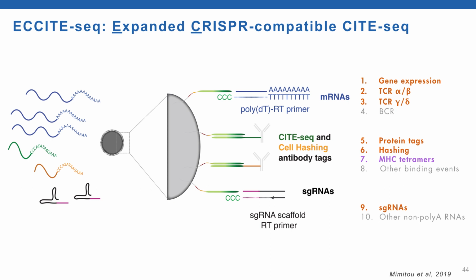We can also detect MHC tetramers, and really we think any binding event that you can stick an oligo on and still have that protein or whatever the molecule is binding to its target is probably detectable by this type of method. And with respect to non-poly A RNAs, we've shown we can really robustly detect guide RNAs, but we think this approach can be extended to other non-poly A RNAs, and we can imagine putting in 100 different specific primers to genes of interest.